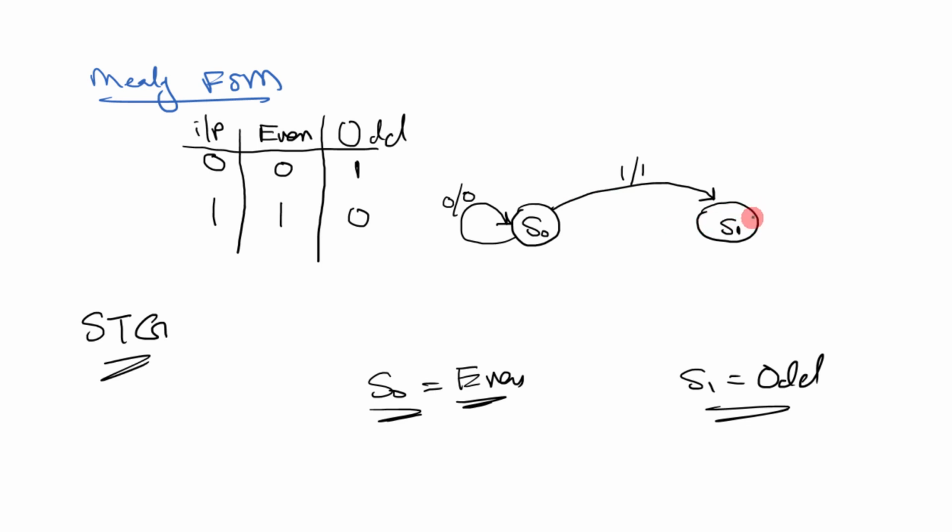In this case, when you apply 0, your output is 1, and when you apply 1, there is no error. This is the state transition graph for the parity checker circuit, the parity checker Mealy type finite state machine. Let me repeat, for the sake of simplicity, I only considered a 1-bit parity checker. Now let us implement it in Verilog.